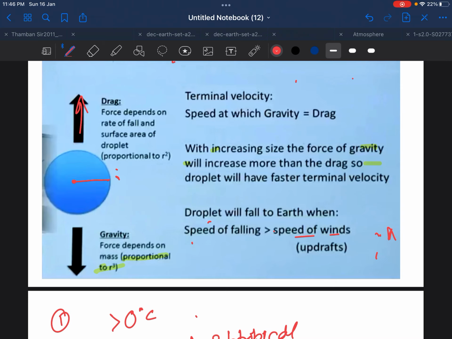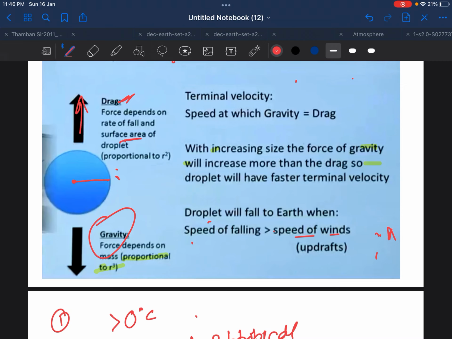So if a body is falling with a greater speed, the drag force will be more. And if it is falling down with a very slow speed, the drag force will be less. So indirectly we can say that this drag force is also a function of velocity. If you are falling with a greater velocity, more and more drag will act on you.